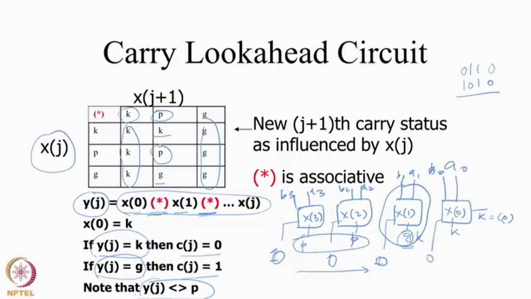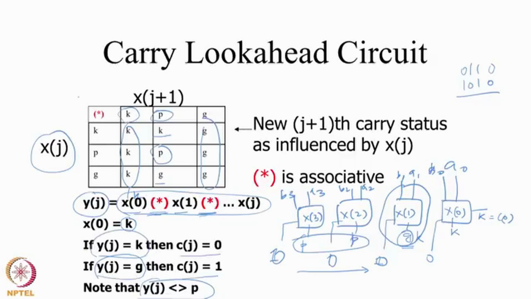Why? Because we know that x0 is kill, so this is always kill. So the kill with anything else will land up with kill unless I see a g there. So at the end your yj will never be a propagate.